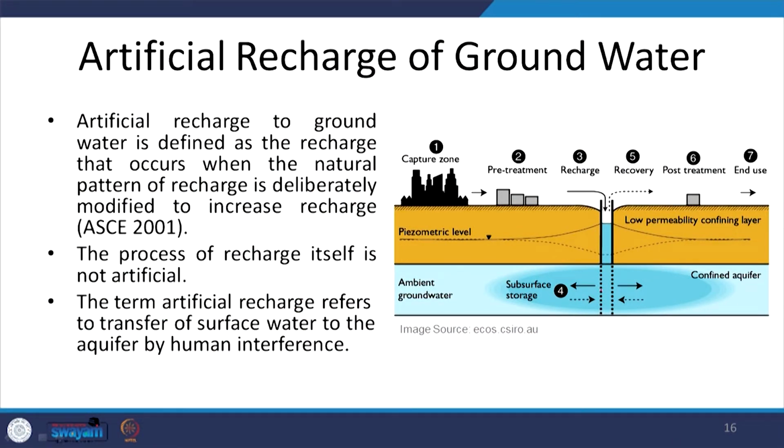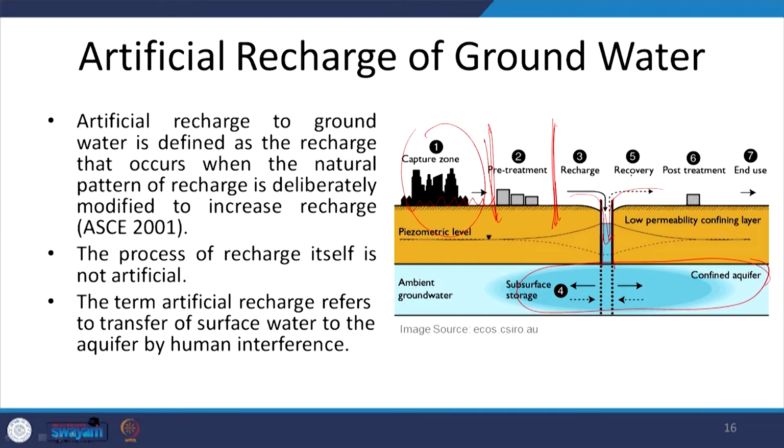Like we were using the wells for drawing water up, we are now making these wells for allowing the water to reach the underground aquifer. This is artificially recharging the groundwater. Here there is a capture zone from where the rainwater is allowed to pass through. There is a pre-treatment. When we are allowing the water to reach the confined aquifer, we cannot allow the pollutants to reach that aquifer.